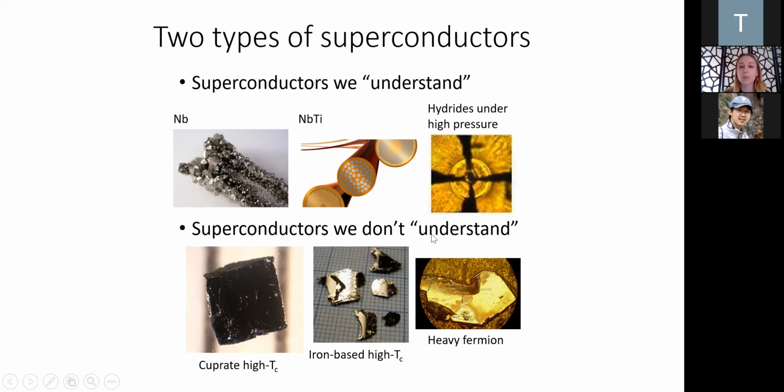This is the type of superconductor that my group studies, that I won't be talking about today. But some examples of superconductors that we don't understand are cuprate high temperature superconductors, iron-based high temperature superconductors, or heavy fermion superconductors. They look like black rocks, silver rocks, and gold rocks. But also in this category, which I don't have on this slide, are what are called topological superconductors, which may be the basis of fault-tolerant qubits in the future.